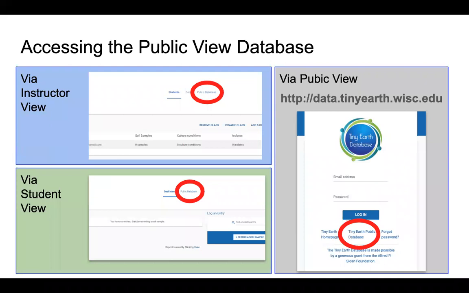So there's a variety of ways of accessing the public database. In our instructor view and student view landing pages that we talked about, both of those have links that would take you to the public database. There's also a link on the Tiny Earth login for the database page. Right at the bottom, it's circled, Tiny Earth Public Database. And so that's the way that you would be able to access this information if you didn't log in.